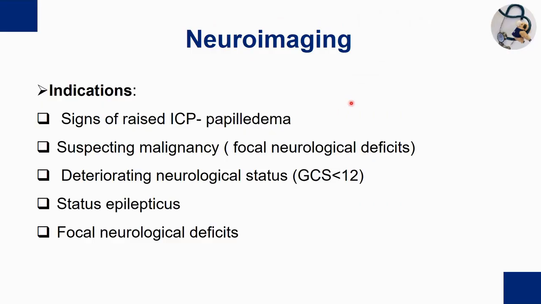Then neuroimaging is not a routine investigation, but in certain conditions it is indicated. The conditions where neuroimaging is indicated are signs of raised ICP with papilloedema, if you are suspecting malignancy with focal neurological deficits, and deteriorating neurological status, that is GCS less than 12, and status epilepticus if the patient is having a focal neurological deficit.